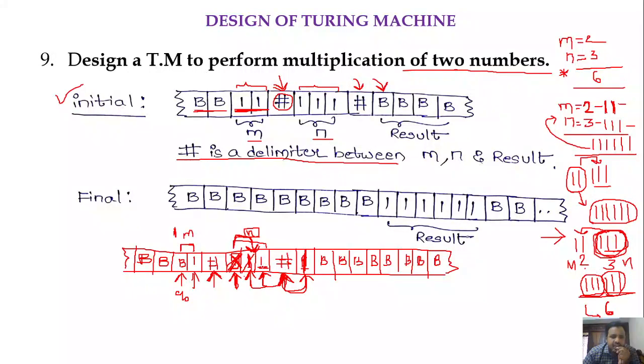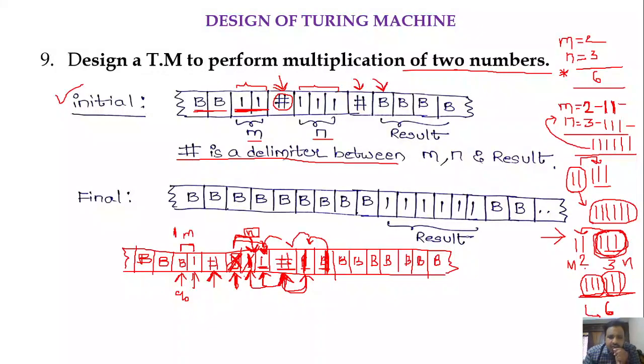While moving the head towards right, if we get 1, keep that 1 as it is. If we get a hash, keep that hash as it is. If we get 1, keep that 1 as it is, and then blank. This blank will be converted to 1, and then we move the head towards left again. Going left, we get 1, keep it as it is, hash, keep it as it is, then 1, keep it as it is, and then we are going to get x. The moment we get x, we have to move the head towards right, so that we get the next one which is to be copied into the result portion, right?